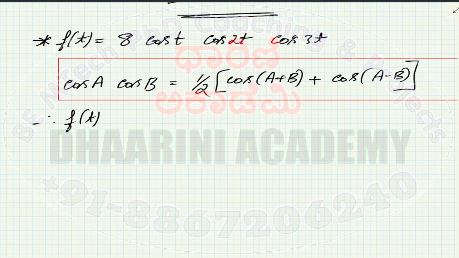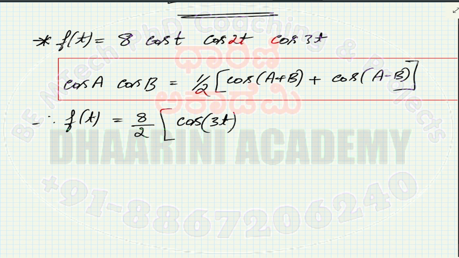so this is equal to 8. There is a divide by 2 coming up. First I'll take care of the cos t and cos 2t. So cos t into cos 2t will give us cos of A plus B. So that is t plus 2t, which is 3t. Okay, then plus A minus B.